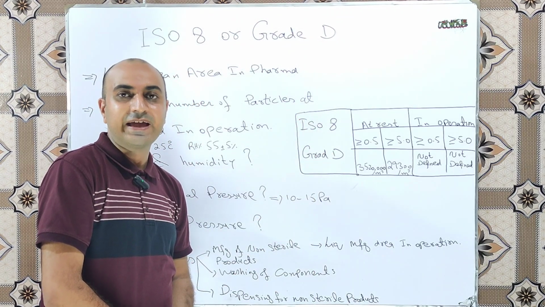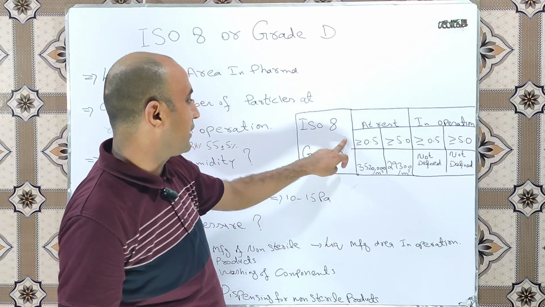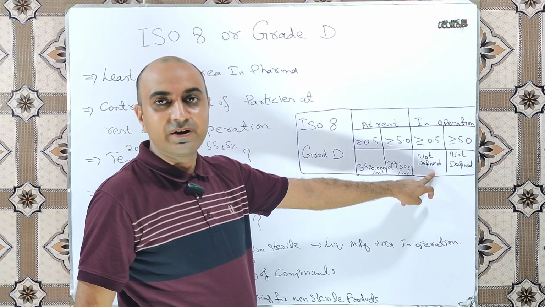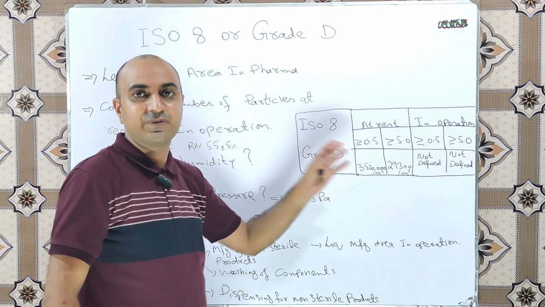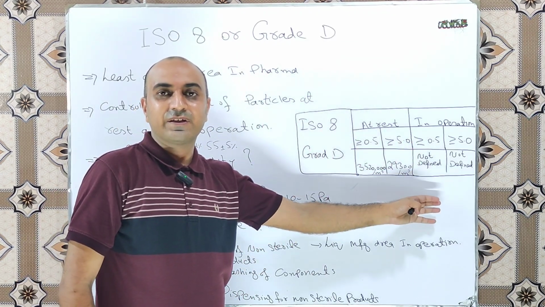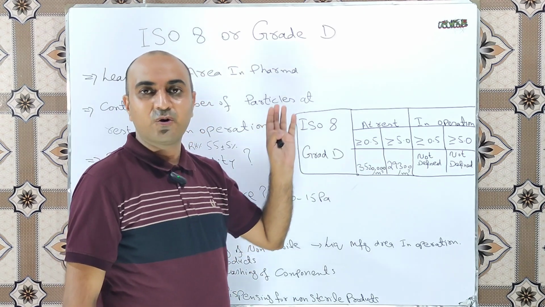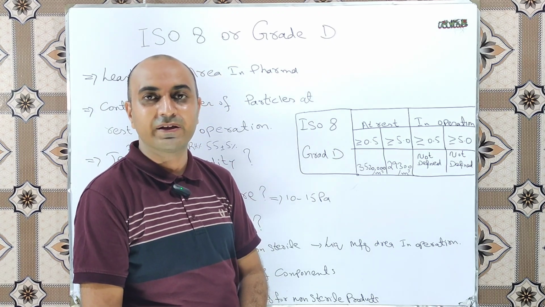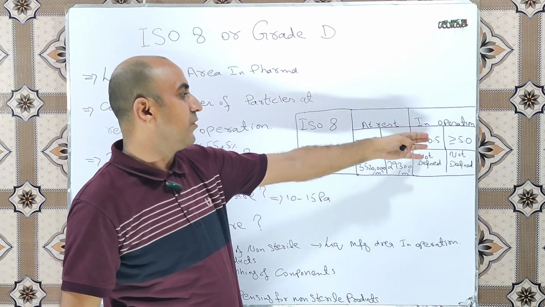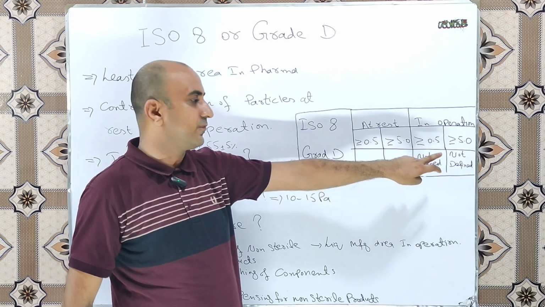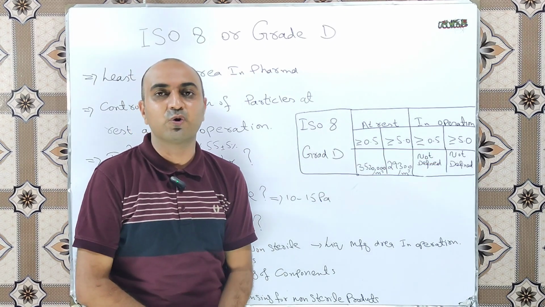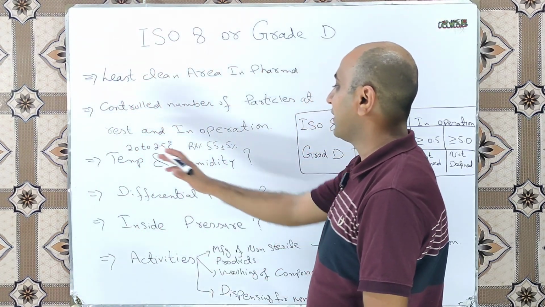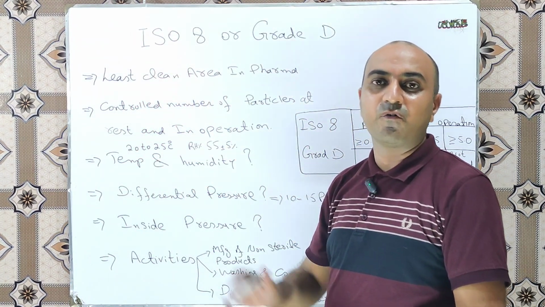When manufacturing activities are carried out in ISO class 8 or grade D, the particle count limits are not defined in the classification system, because it is not possible to measure the particles as the particle limit is very high. So in operation, the particle limits for particle sizes greater than or equal to 0.5 and 5 micron are not defined. Now what is the requirement of temperature and humidity of grade D?